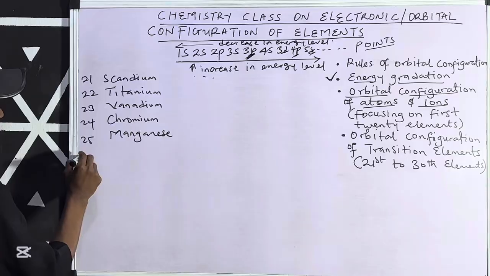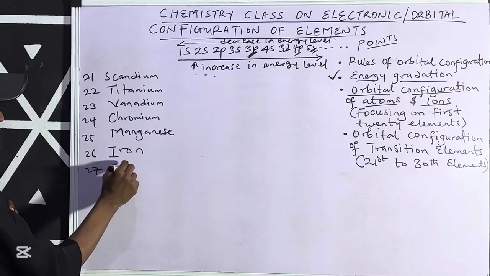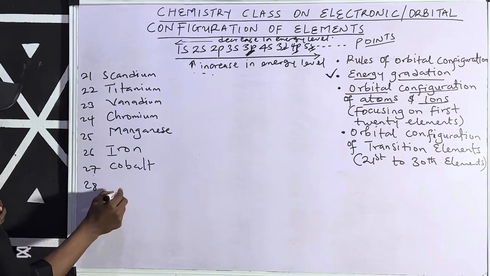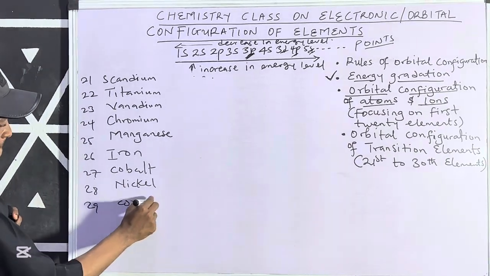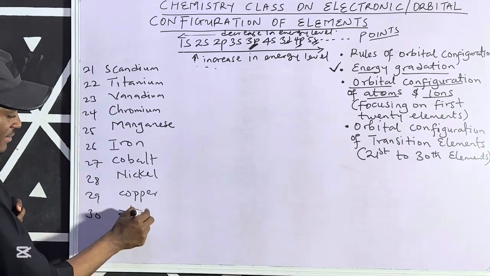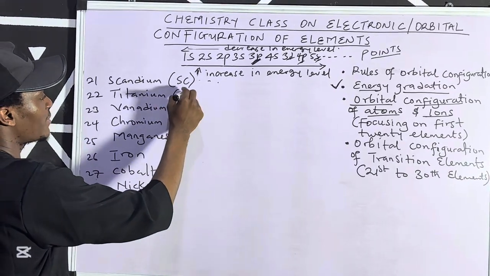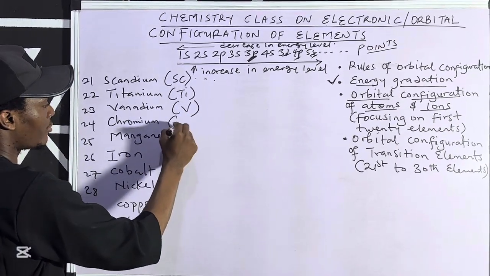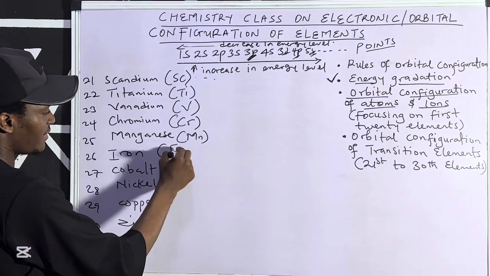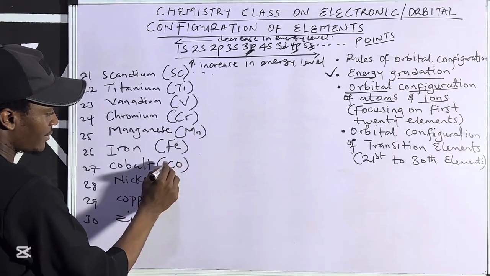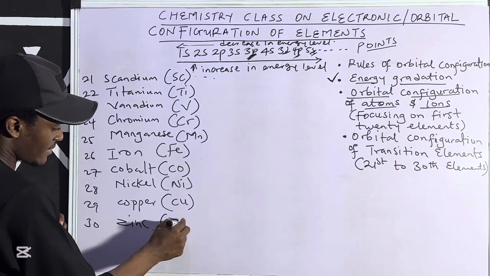the 26th is iron, 27th is cobalt, then 28th is nickel, then 29th is copper, then 30th element is zinc. Alright, then their respective symbols. For scandium is Sc, titanium is Ti, vanadium is V, chromium is Cr, then manganese is Mn, then iron is Fe, then cobalt is Co, then nickel is Ni, copper is Cu, and zinc is Zn.